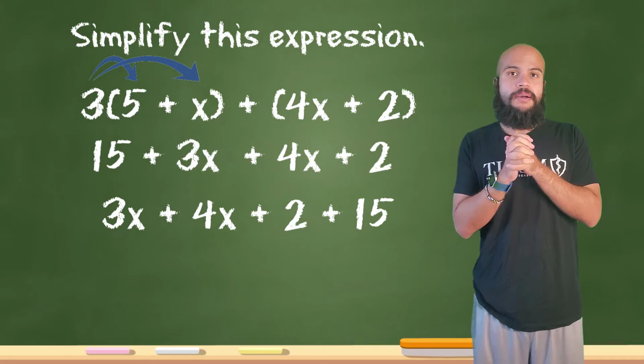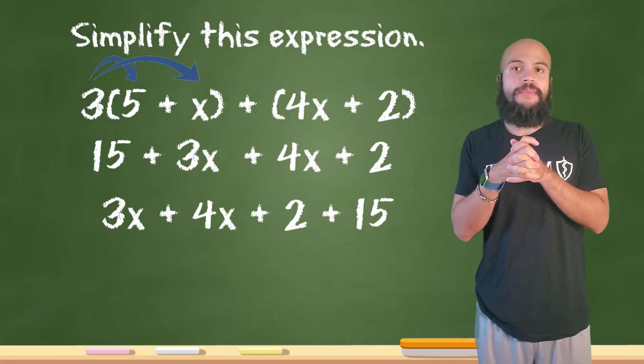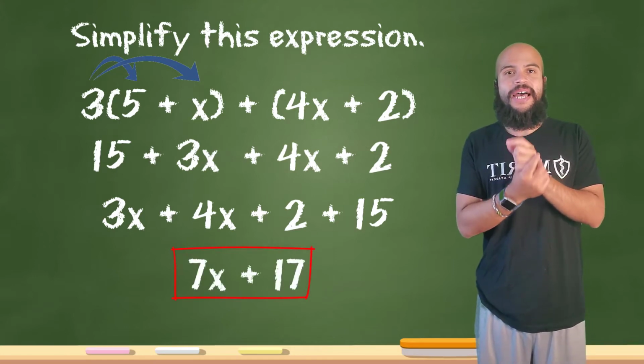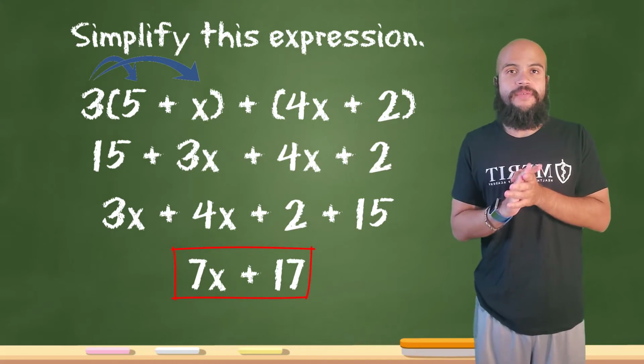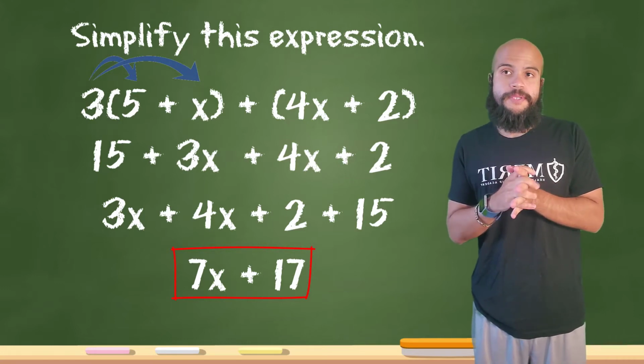3x and 4x combines to make 7x, and our constants 2 and 15 combine together to make 17. So our final simplified expression is 7x plus 17. And we cannot simplify that any further because 7x and 17 are not like terms.